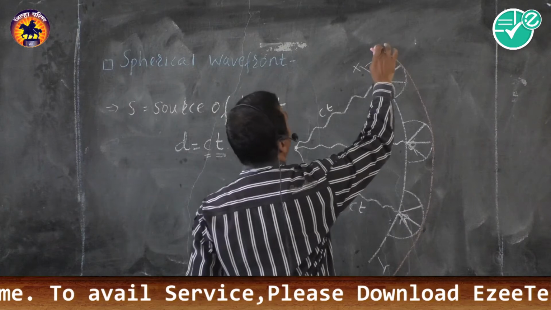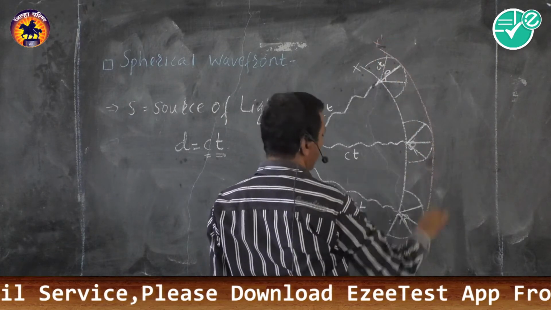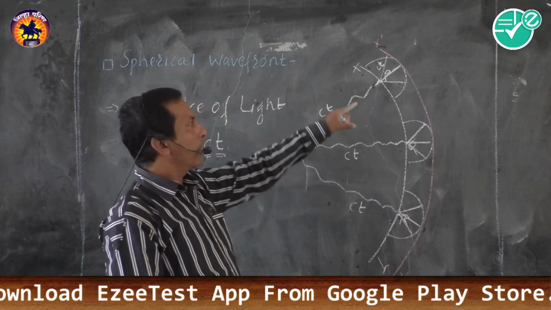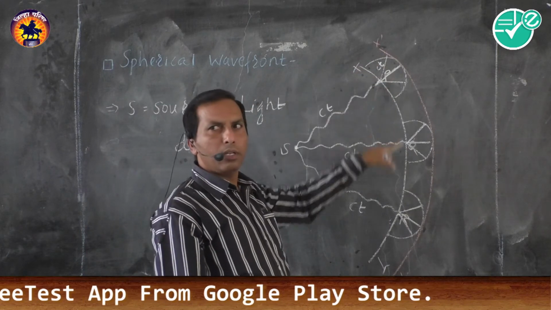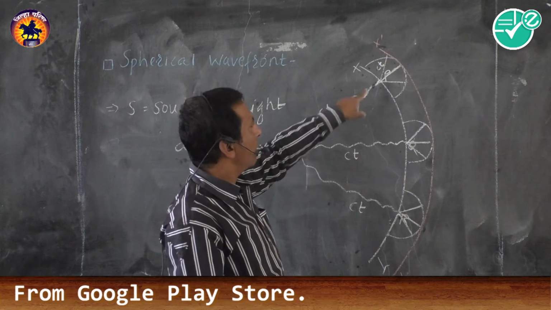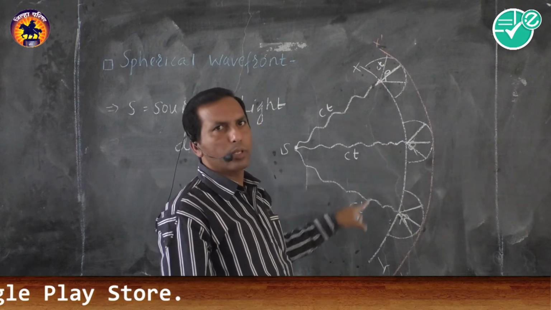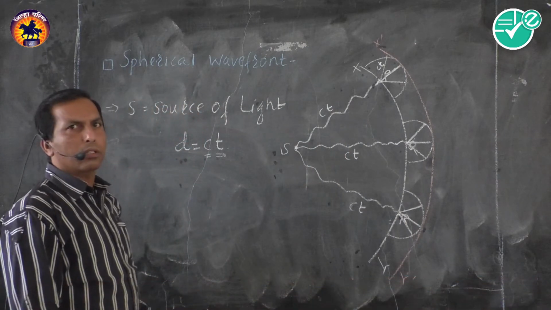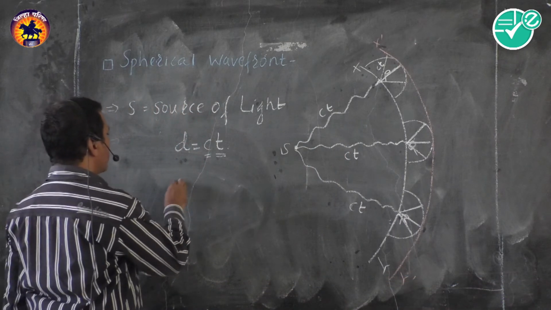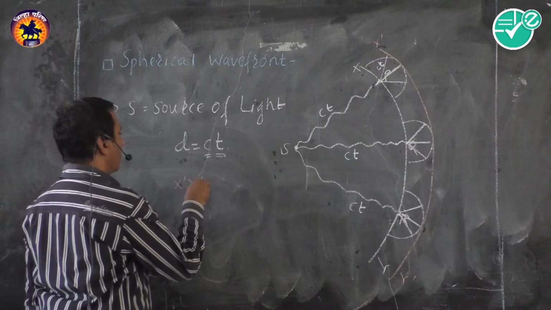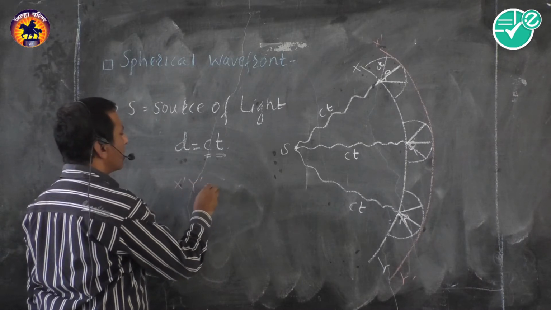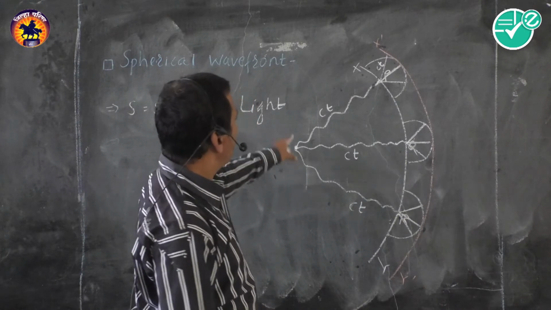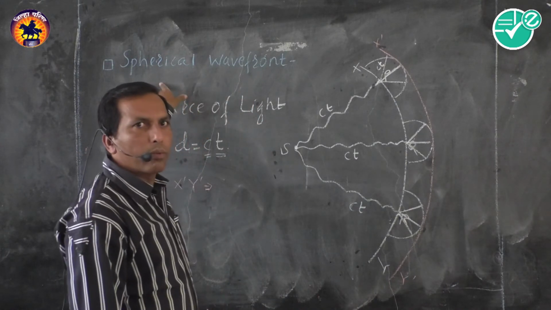Suppose the tangent is X dash Y dash. X dash Y dash is the common tangent drawn to all the hemispheres, which gives the position of the next wavefront. That is, X dash Y dash is our next wavefront, which is the construction of the spherical wavefront.